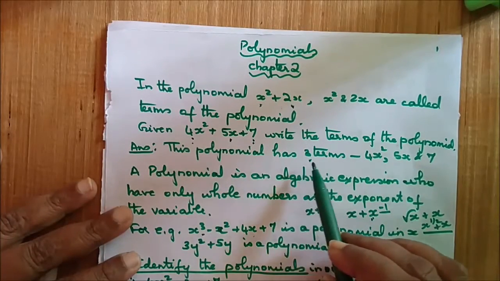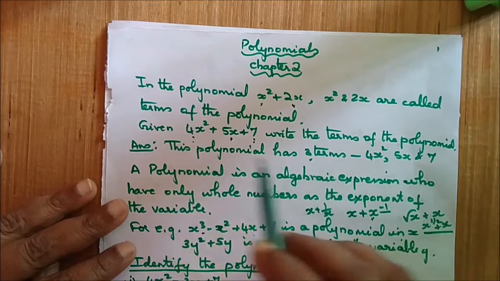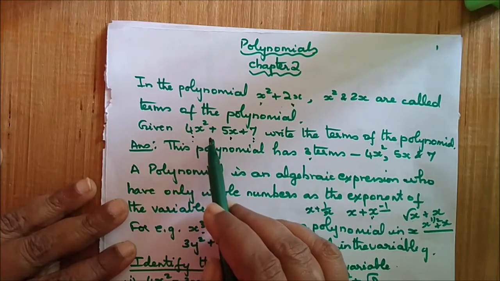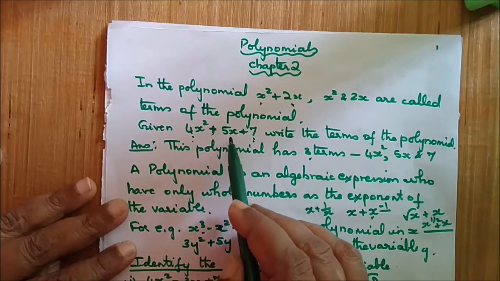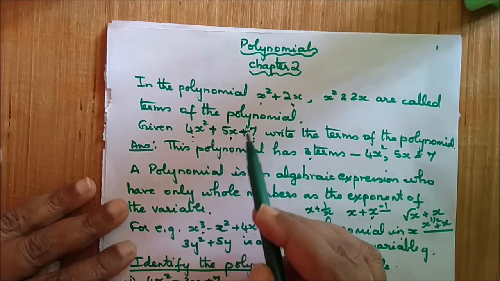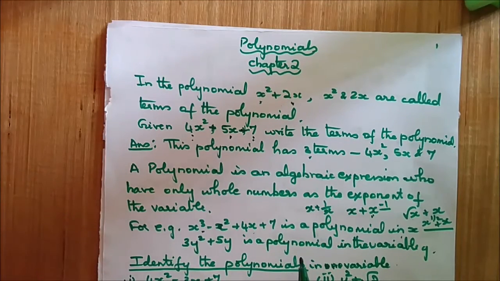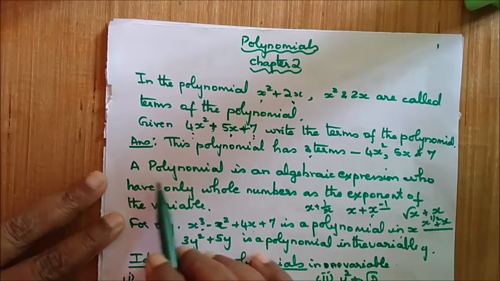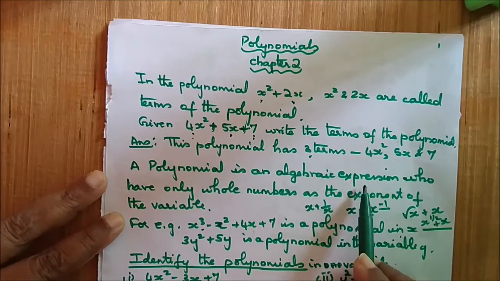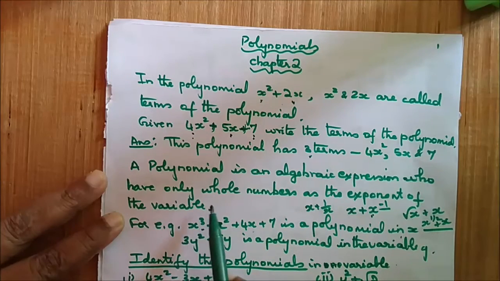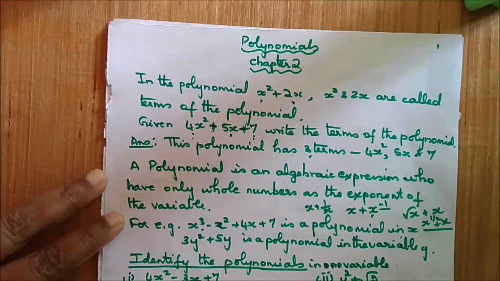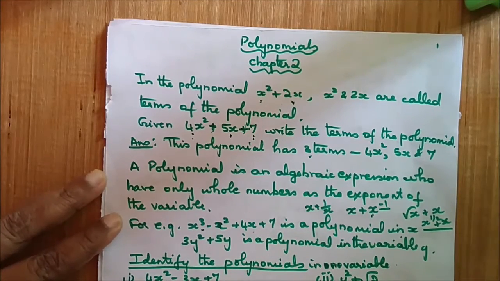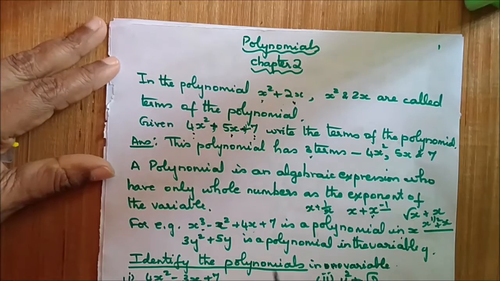So this polynomial has three terms. So when this 4x squared is joined by plus and 5x is joined by plus to 7, that is what differentiates the terms from one another. Okay. Now a polynomial is an algebraic expression which has only whole numbers as the exponent of the variable. That is, what do you mean by exponent? The power of the variable.